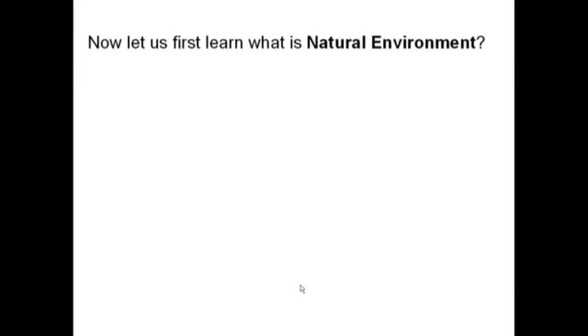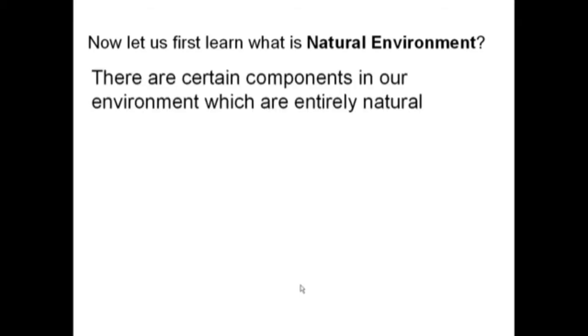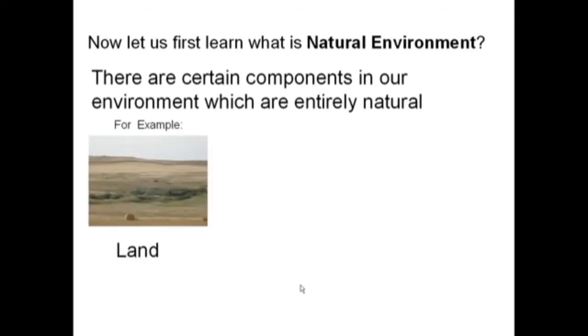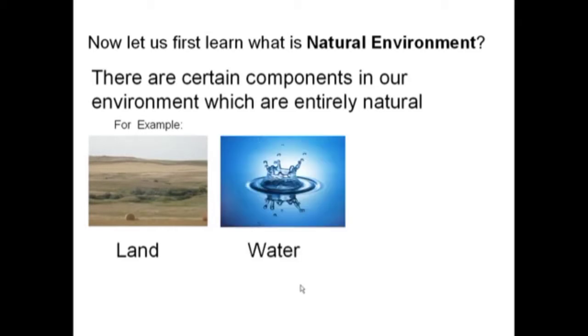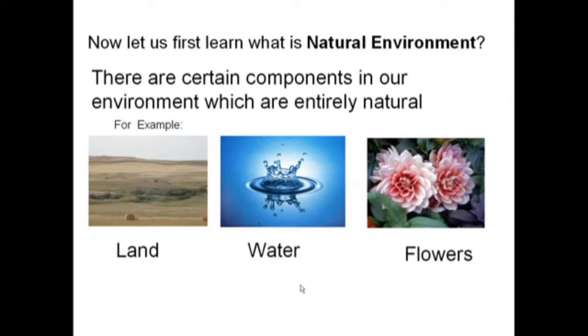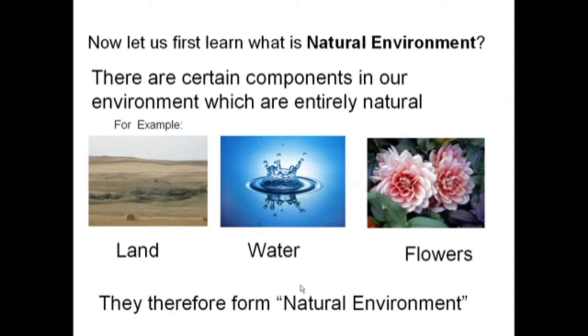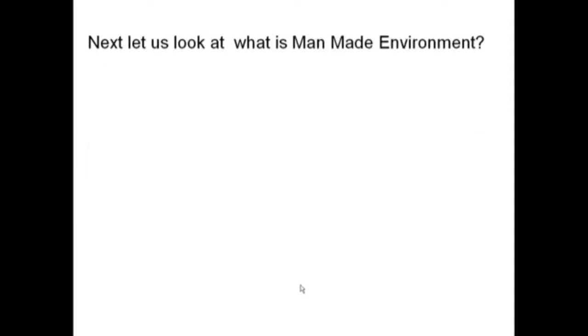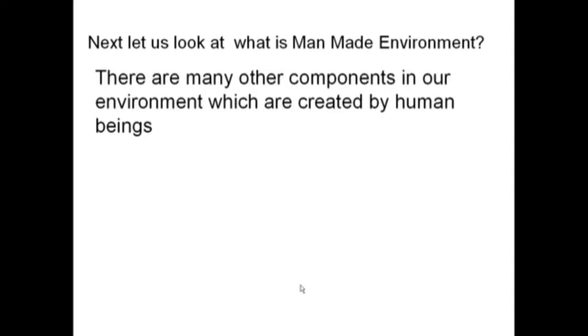Now let us first learn what is natural environment. There are certain components in our environment which are entirely natural. For example, land, water, and flowers. It is very important because it is where you can get your livelihood, your food, and materials for your house and others.